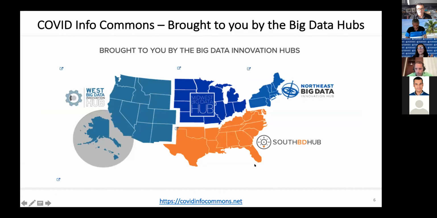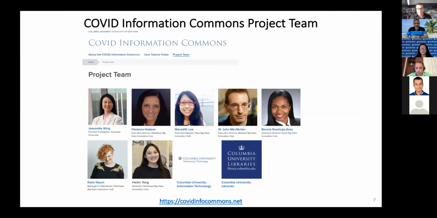And it's brought to you by our 4 big data innovation hubs. Have any of you worked with the big data hubs before? A little bit, okay. So in the US, we have 4 big data hubs: Northeast, South, Midwest, and West. We're all working together on this. We're the lead institution. The grant was given to Columbia University, where I am. But we've all been working on this together. Here's the project team. Here's our PI, Jeanette Wing.